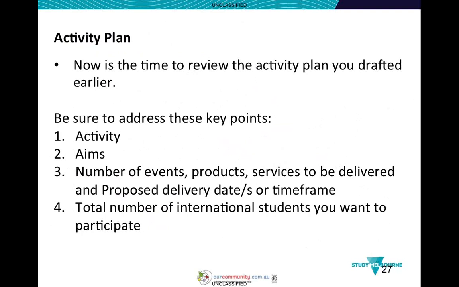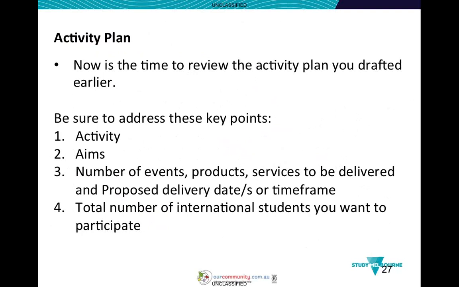So if you remember, we talked about having a welcome dinner and also having to recruit local volunteers to support students. So each one of those will actually be a detailed area within the activity plan of the application. So make sure for each one of those that you're actually addressing these key points. We want to know what the specific activity is, so that welcome dinner, for example. What are the aims of the welcome dinner? Again, what are you hoping to achieve? What's the outcome that you're hoping to achieve as a result of having that welcome dinner?